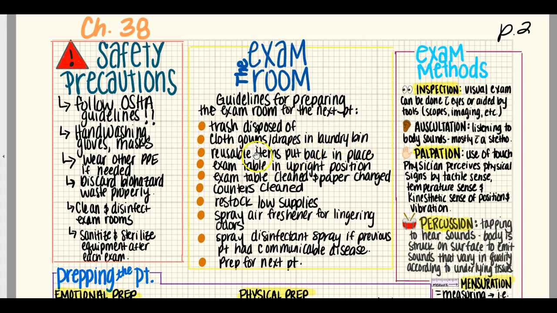You want to make sure that any reusable items are put back in place. So if the physician or the provider or anybody took out the stethoscope, the room one, or the thermometer, or anything like that, any reusable items, make sure those are wiped down, sanitized, and put back in place. Exam table needs to be in an upright position. The exam table should be cleaned and the paper needs to be changed.